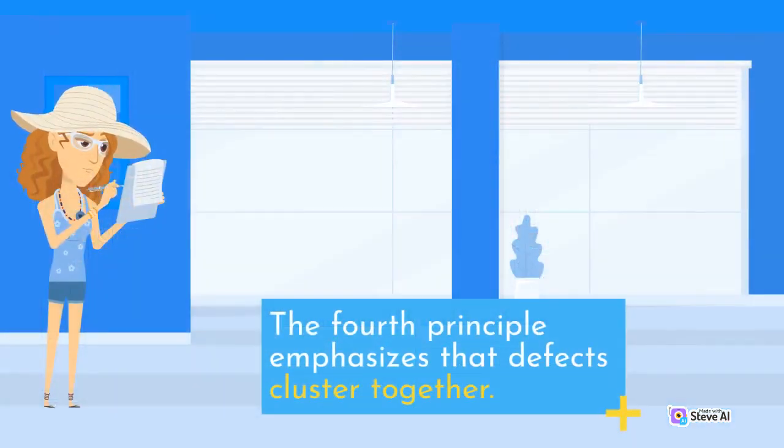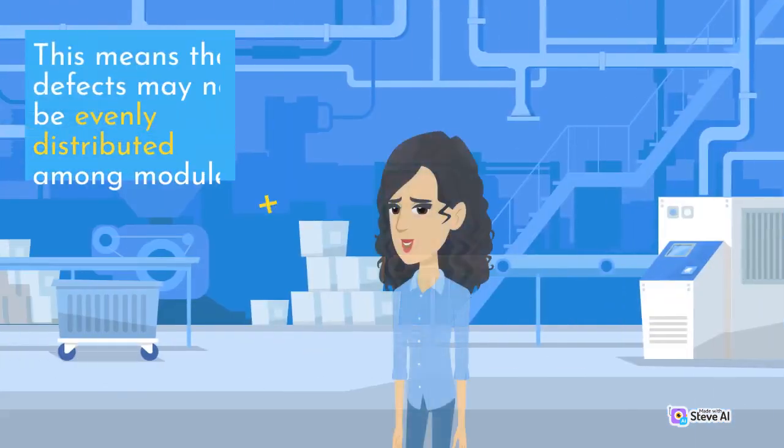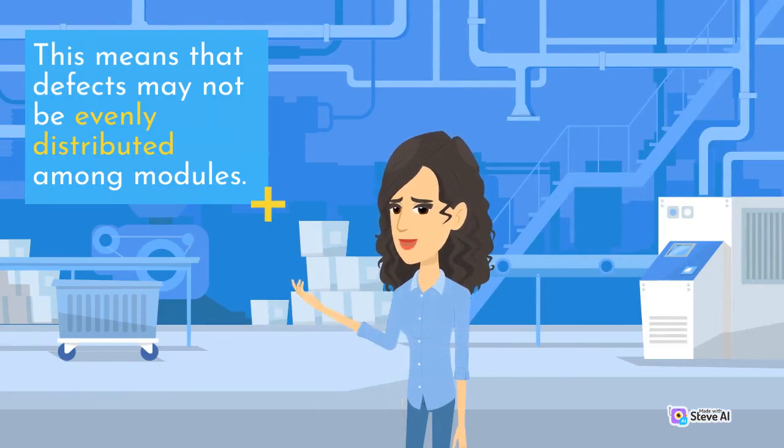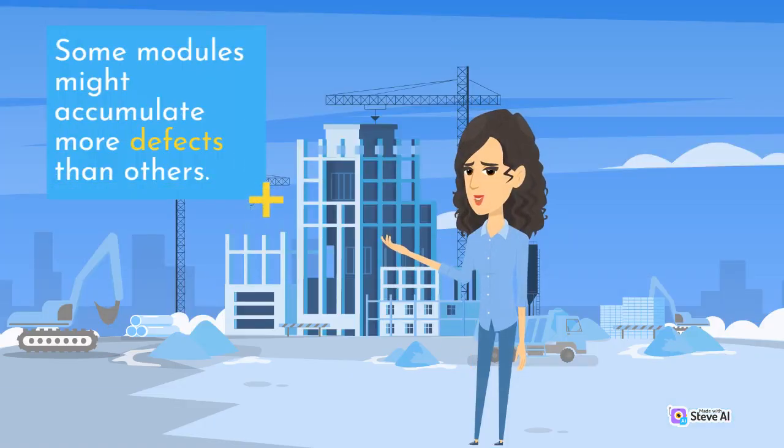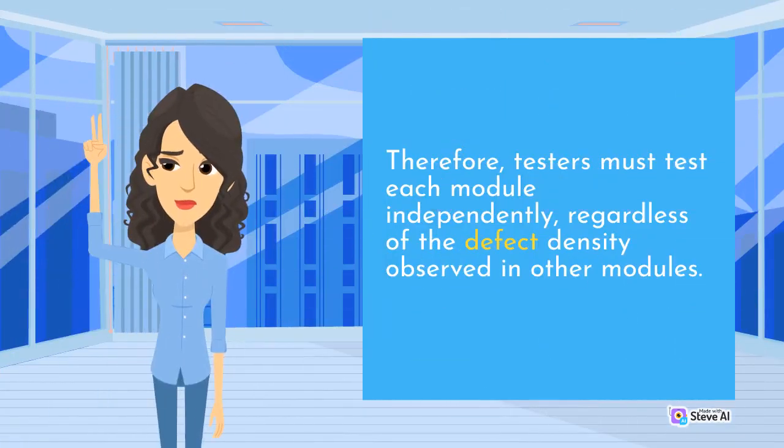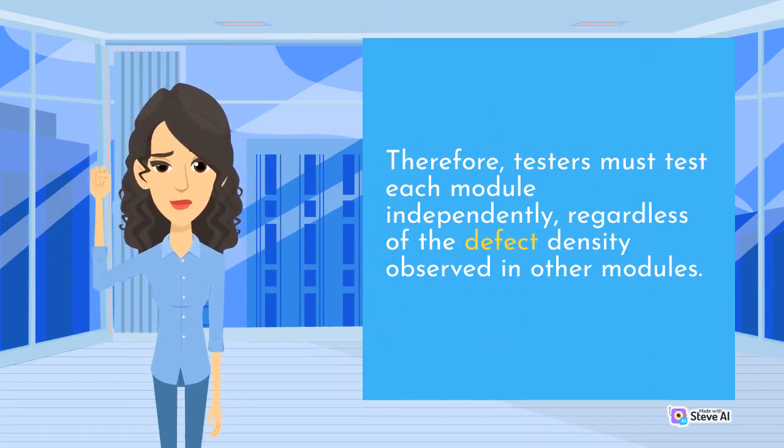The fourth principle emphasizes that defects cluster together. This means that defects may not be evenly distributed among modules. Some modules might accumulate more defects than others. Therefore, testers must test each module independently, regardless of the defect density observed in other modules.